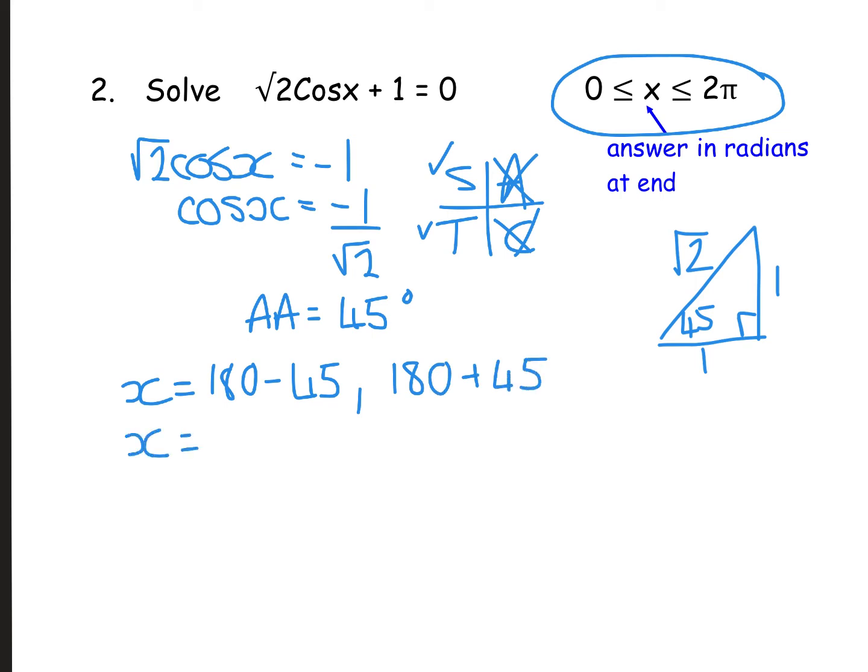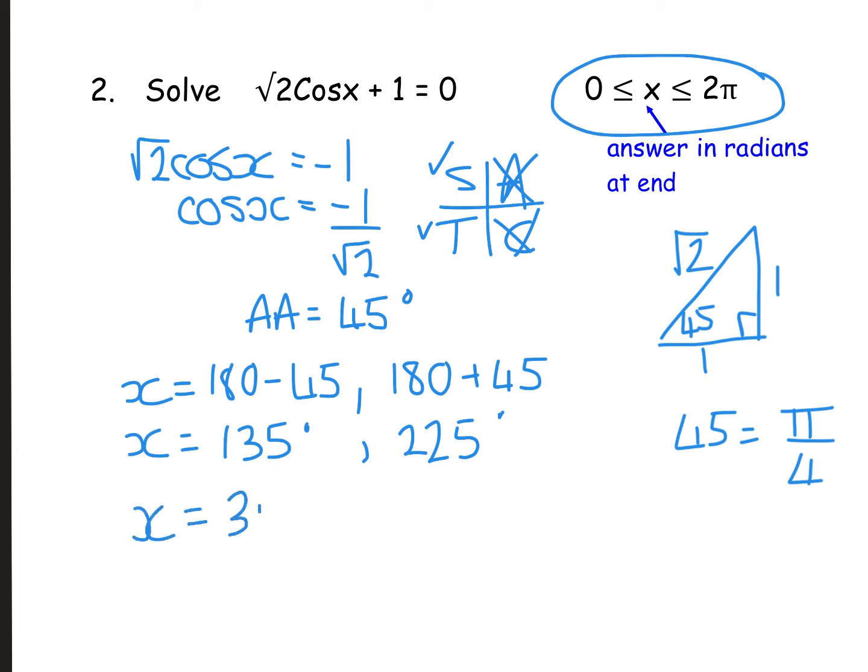Now that gives us 135 degrees and 225 degrees. Now the 45 degrees is the equivalent of 180 over 4, so pi over 4. Now that first one is 3 lots of 45, so 3 pi over 4. And the second one is 5 lots of 45, so 5 pi over 4. So if you know some of your exact values off by heart, you can get all the related ones really quickly and easily. Okay, that's that one.